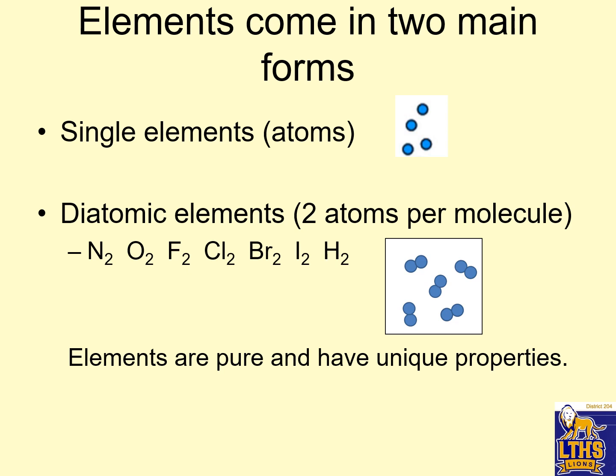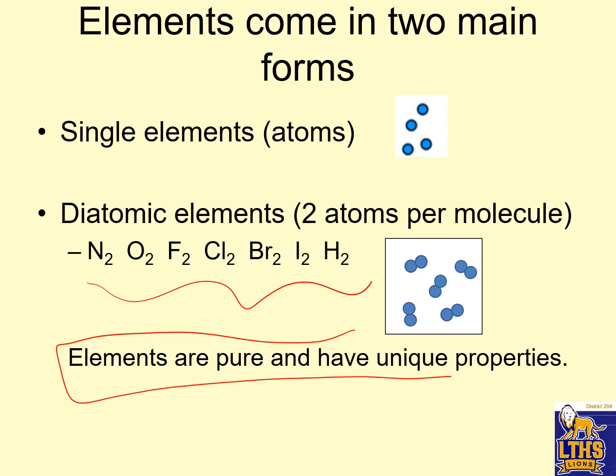But what do you notice about them? These are all the same. That's a pure thing. These are all the same, but they're bonded together. So it's still an element because the blue one and the blue one are the same atoms, but it's called the diatomic element. And here are the 7 diatomic elements that you're going to have to know. So elements are pure and have unique properties.